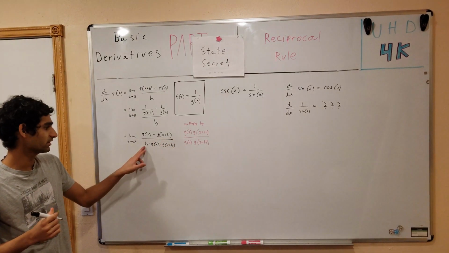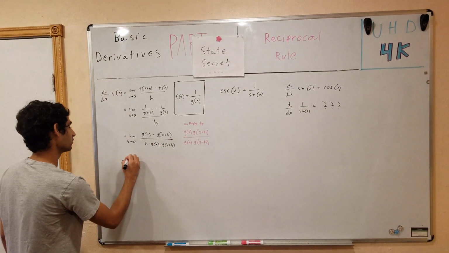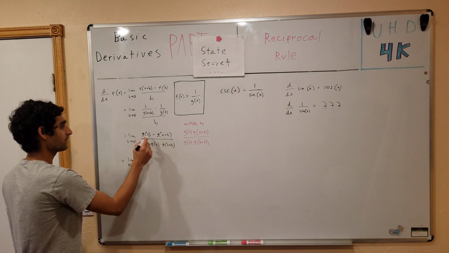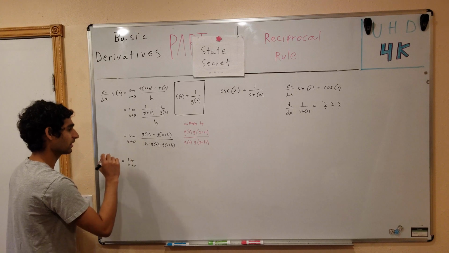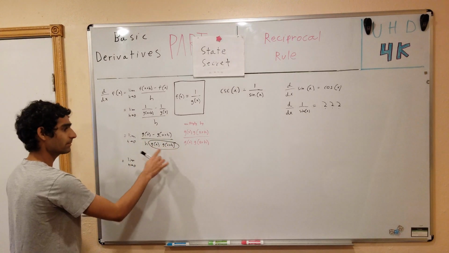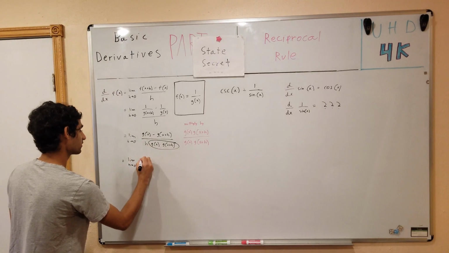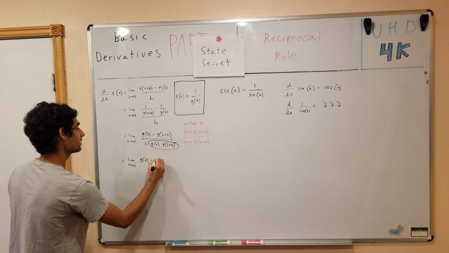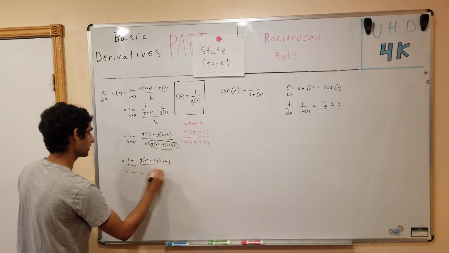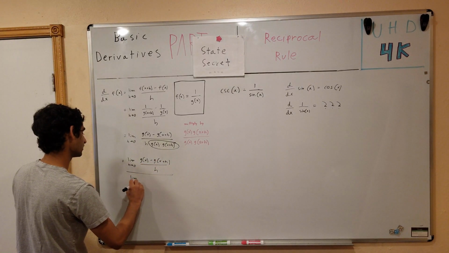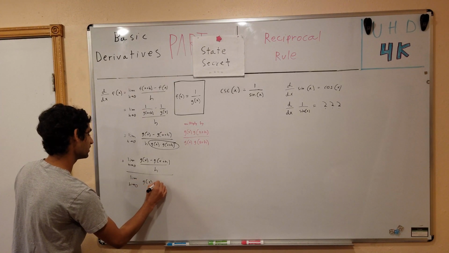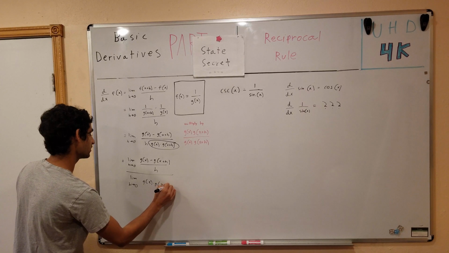Now I'm going to split this into two parts using a limit rule. I am going to divide g of x minus g of x plus h over h by g of x times g of x plus h. So this over here, I'm going to put in a separate limit expression. So let's write that out. So this is the limit as h goes to 0 of g of x minus g of x plus h over h, divided by the limit as h goes to 0 of g of x times g of x plus h.